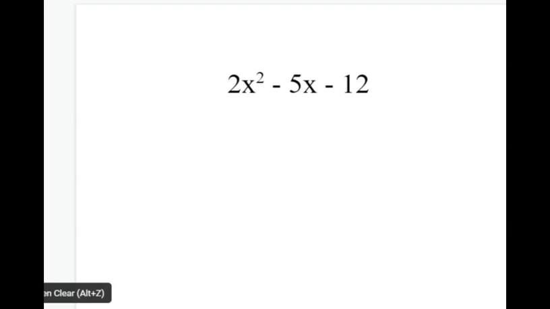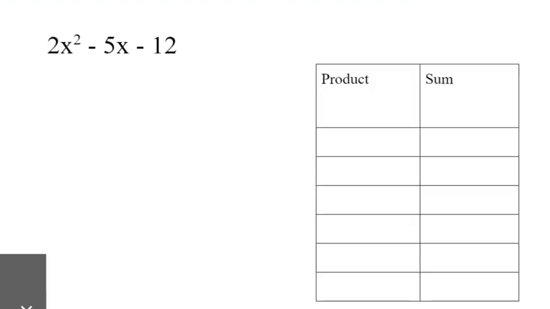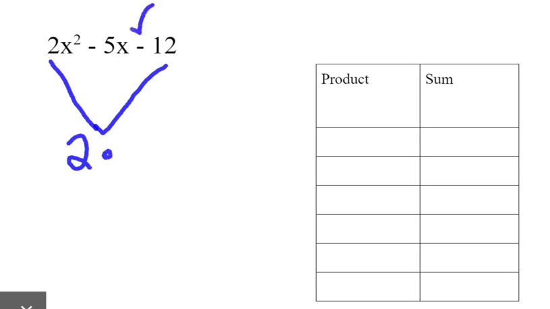So since there is no GCF, what we need to do is factor it using grouping because see right here, this number is greater than 1, so we need to use grouping. Okay, so the first thing we do for grouping is we take the first number and the last number and we multiply them. So we have 2 times, now be careful, that's a negative. So 2 times -12. And 2 times -12 is -24.